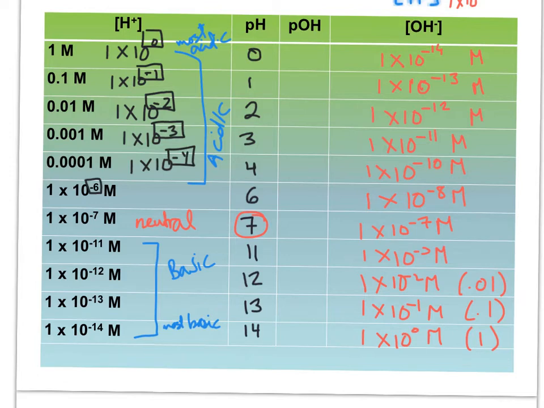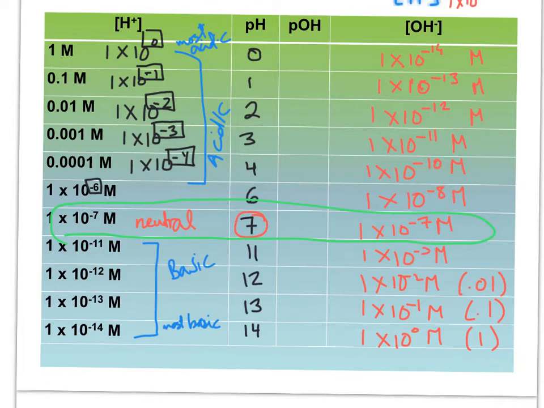Notice also that when it's an acidic solution, the H plus concentration is higher than 1.0 times 10 to the -7th. The OH minus concentration is lower than 1.0 times 10 to the -7th. When it's a basic solution, the H plus concentration is lower than 1.0 times 10 to the -7th. The OH minus concentration is higher than 1.0 times 10 to the -7th. And then notice that when it's neutral, both concentrations are 1.0 times 10 to the -7th. That's where it's neutral and they're both equal to each other.